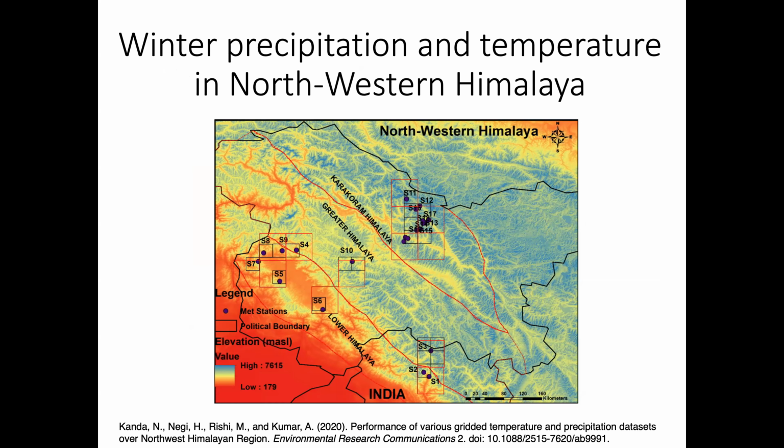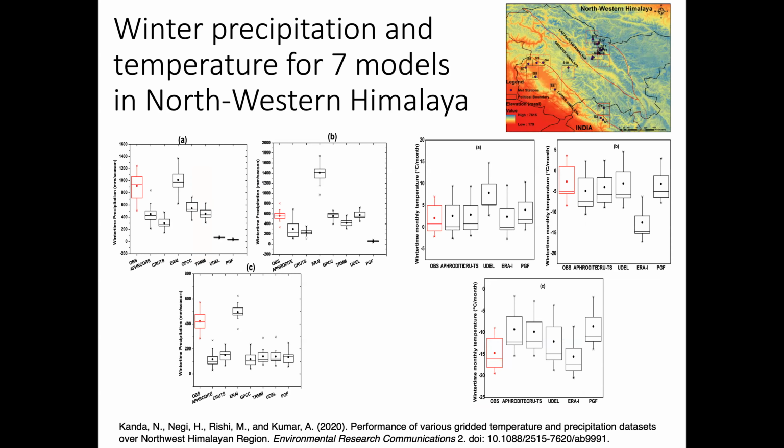Here's some recent work on gridded temperature and precipitation in the North-Western Himalaya done in 2020, with the publication shown on the bottom. The points on this map show the locations of 19 snow and avalanche study establishments. The authors of this paper compared 7 different gridded precipitation data sets on the left for 3 different sites, and on the right, 5 different gridded temperature data sets to the observations I showed on the last slide.